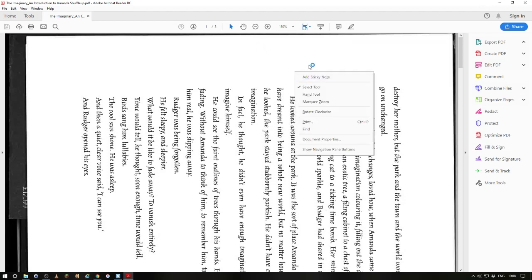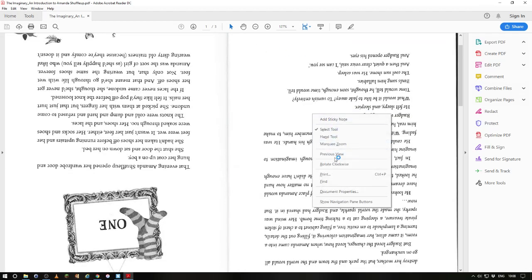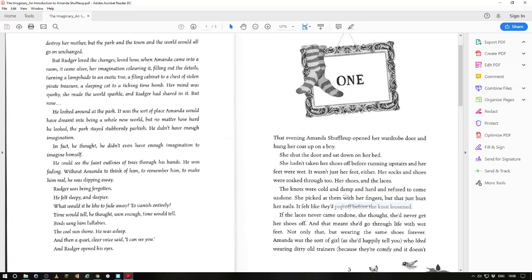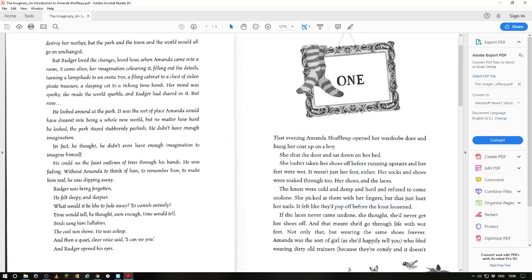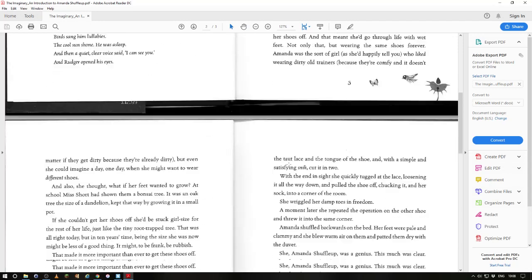And let's just see. I should be able to rotate it. Okay. And have a look at the structure of the writing, which is, that evening, Amanda Shuffleup opened the wardrobe door and hung her coat up on a boy. Let's keep going.